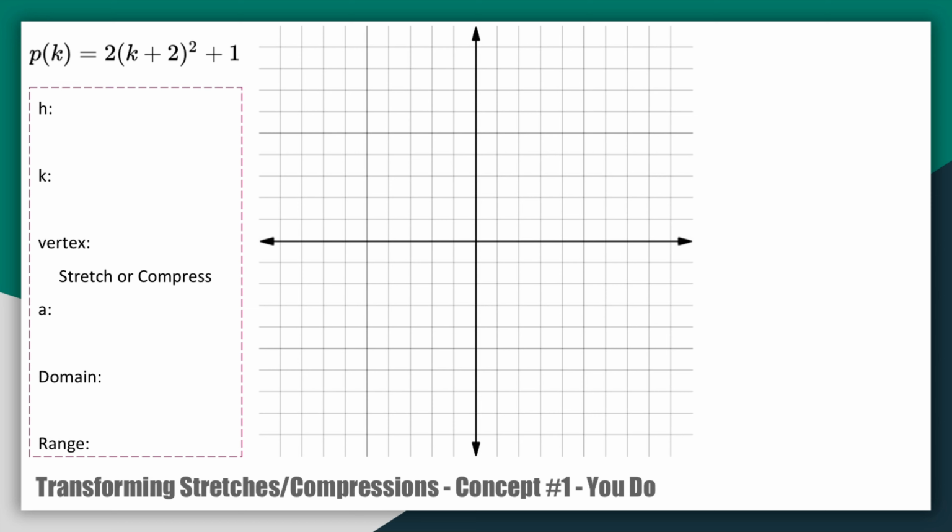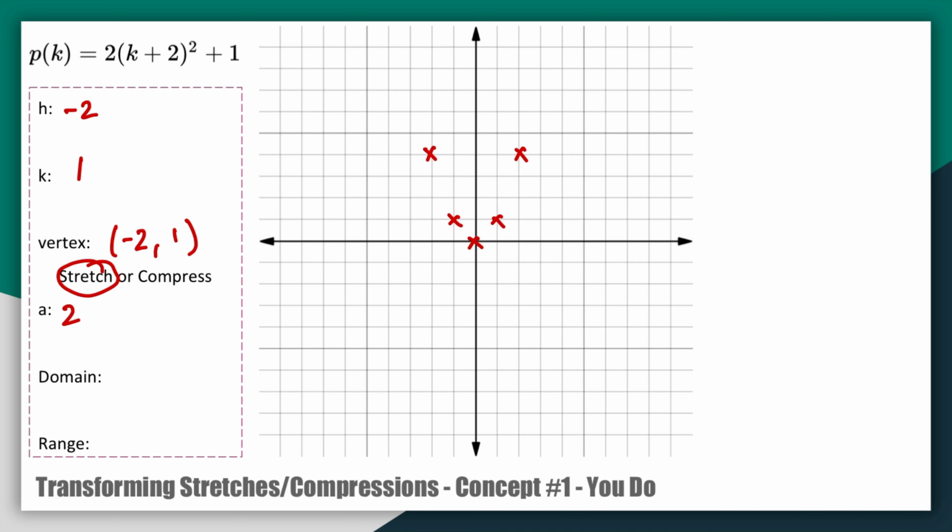Okay, so hopefully you tried that. I'm going to jump through quickly and show you guys what the answer should have been. So h would have been -2, k would have been 1. Your vertex would have been -2, 1. Our a value is greater than 1, so it's stretch. So put a 2 there. And then I'm going to go through, I'm going to put my parent function.